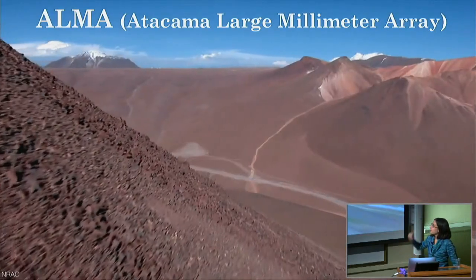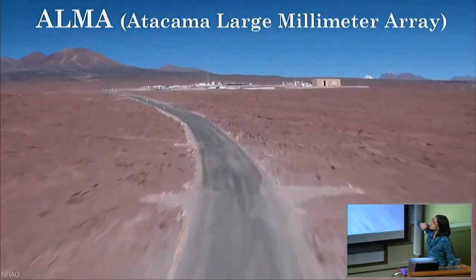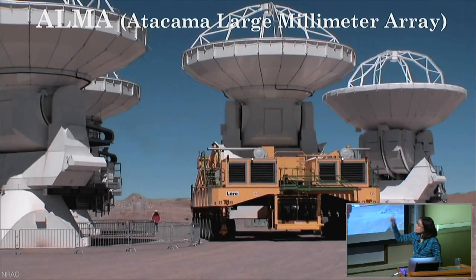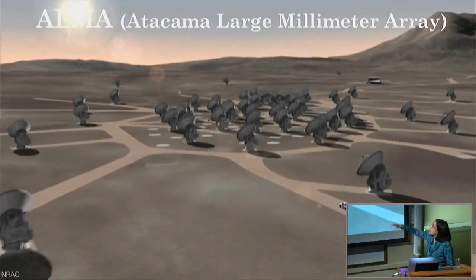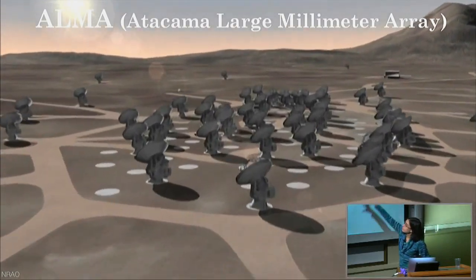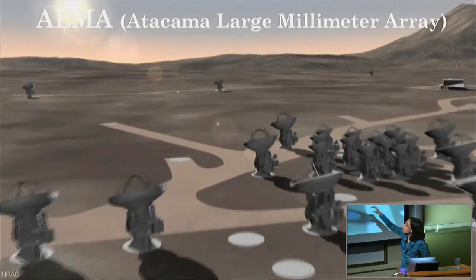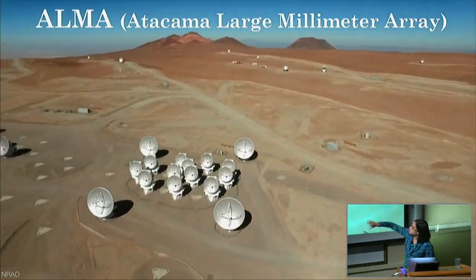So ALMA is on a plateau, the Chajnantor Plateau in Chile, and you can see it's quite remote from everything. So they have to bring all of this in. And these big trucks, though, are not just used for bringing the telescopes in. They're actually for moving the antennas around the 16-kilometer site. So all of these circles in this drawing are places where you could put the antennas. So you can see them in the far distance in this real image.